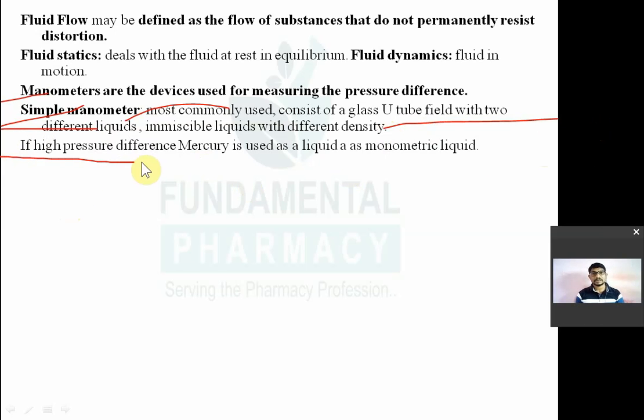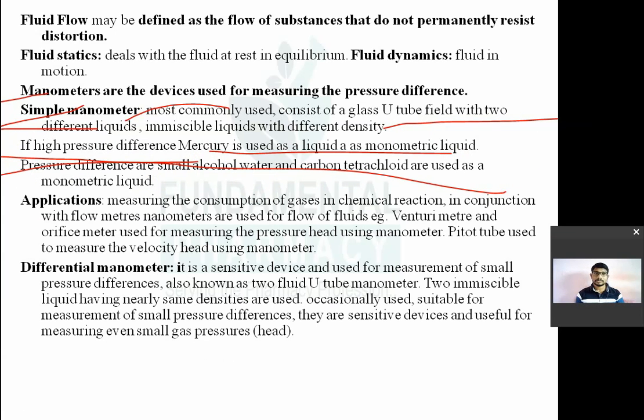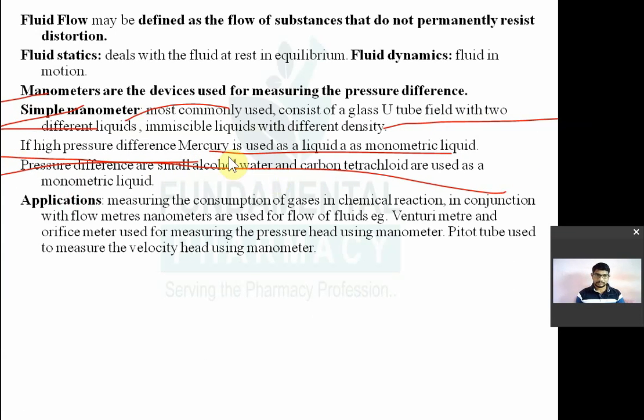And in case of a high pressure difference, if you want to measure a high pressure difference, mercury is used as a manometric liquid. And if you want to measure a low pressure difference, then alcohol, water, carbon tetrachloride can be used as a manometric liquid. So this is a simple manometer. What is the application of this simple manometer?